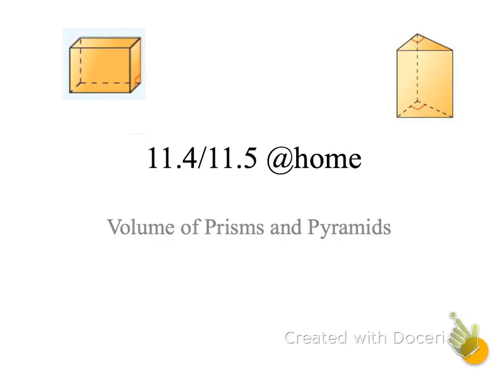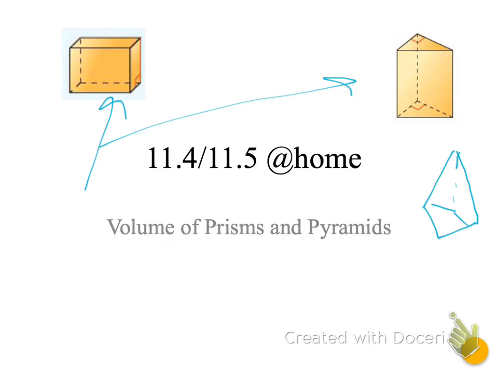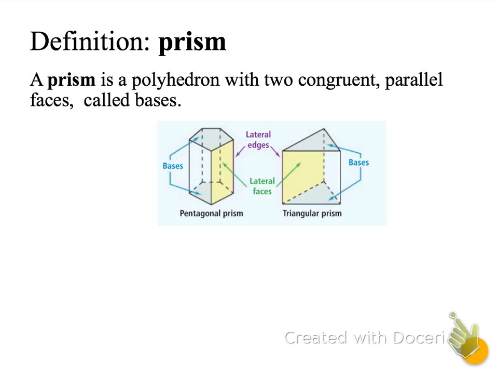So 11.4, 11.5, we're going to be talking about the volume of prisms and pyramids. So these are two examples of prisms. And then pyramids are going to look like an actual pyramid type of thing here. That's an awful one, but it's going to look like a pyramid. Okay, so prism, back to what we had.